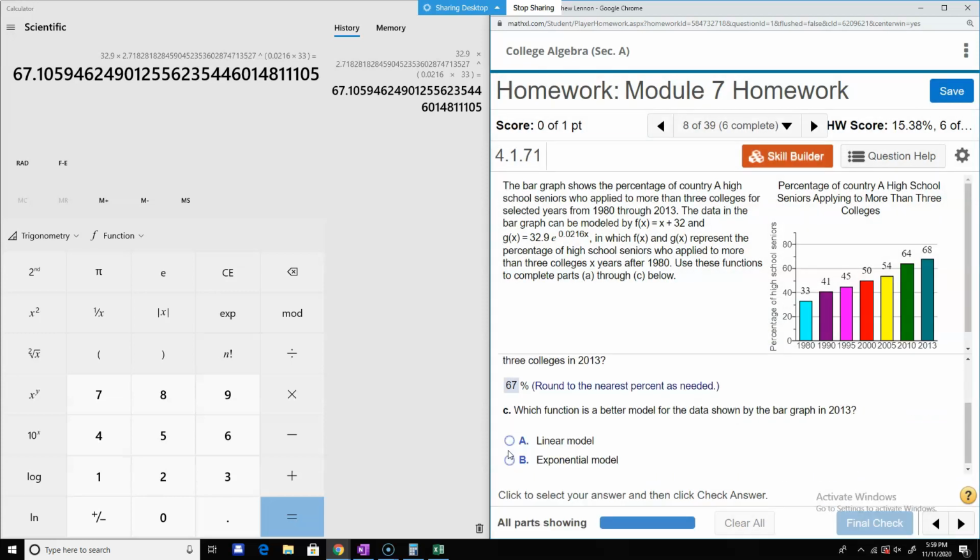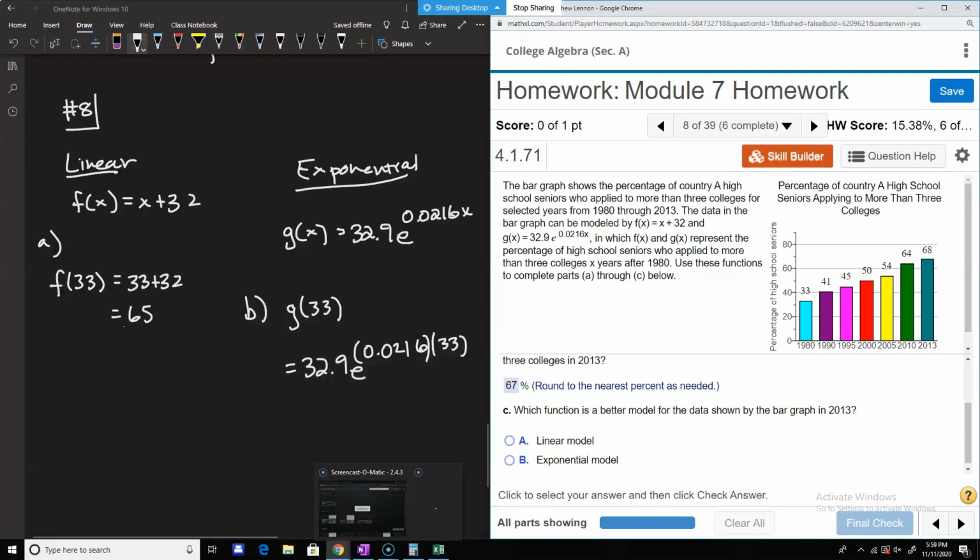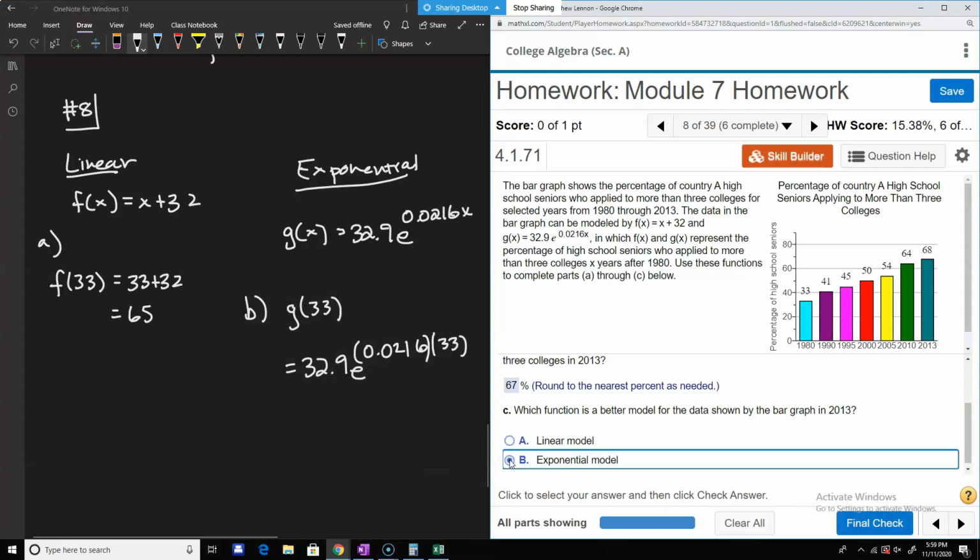Which is a better model? Well, what were our two values again? We know 67. The real value is 68, so 67 is going to be closer. We had 65 for linear. So for that particular year, the exponential model was closer to the real value of 68 than the linear.